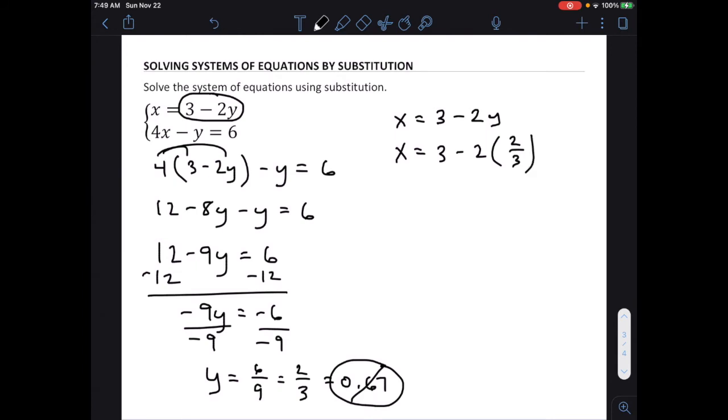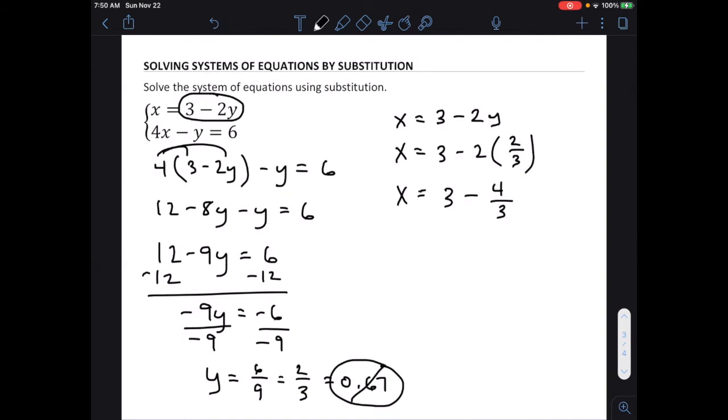And yeah, that's a fraction, and it's going to get a little tricky here, but I think we're perfectly capable of doing this. So we have x equals 3 minus 4/3. Because remember, when we multiply an integer by a fraction, we just multiply the numerator, we don't multiply the denominator.